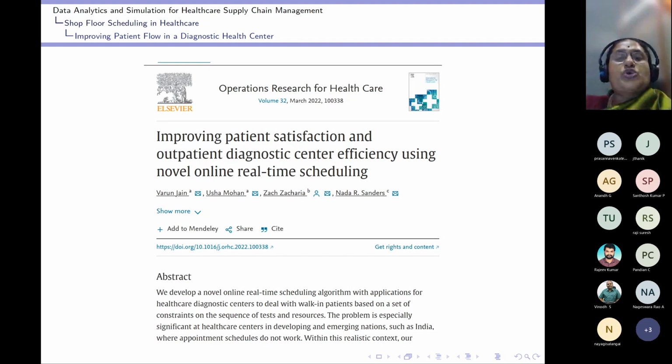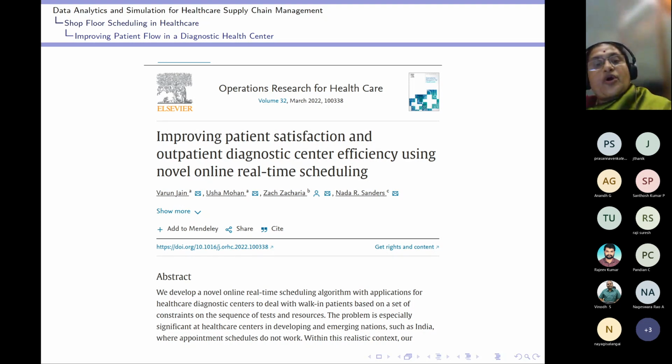The next is the solution. For the solution, we have implemented what is called an online genetic algorithm. The reason it is online is the arrival of a new patient is dynamic and real time. I can adjust my entire algorithm whenever a patient enters the system. That's why it is called a novel online real-time scheduling algorithm.